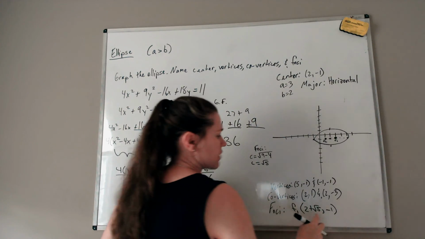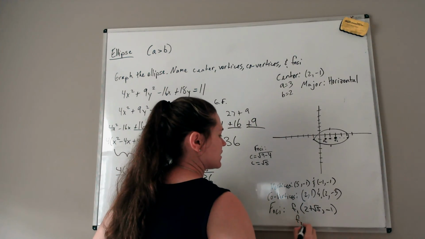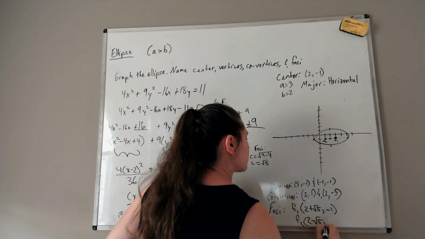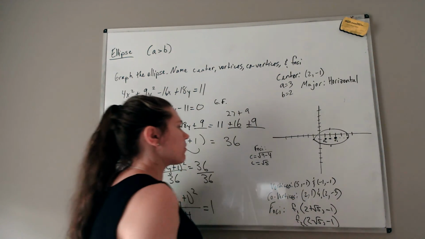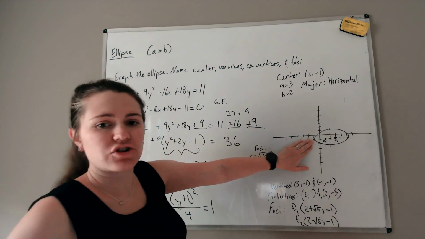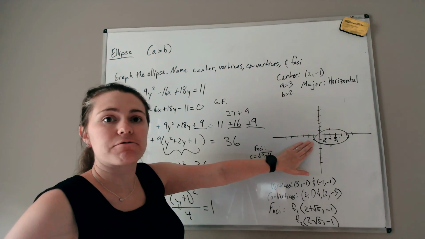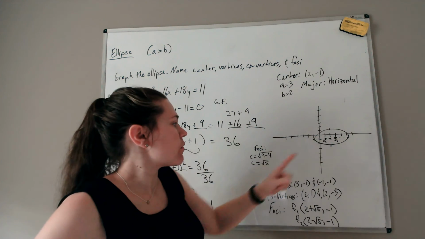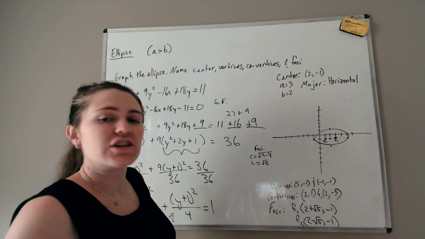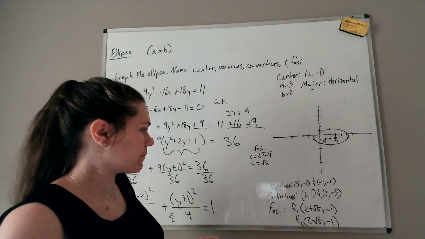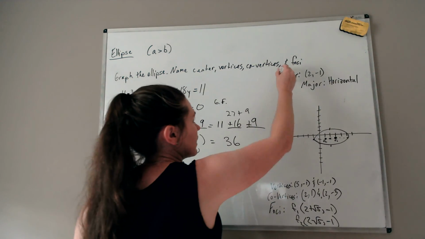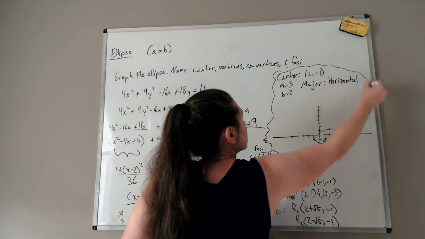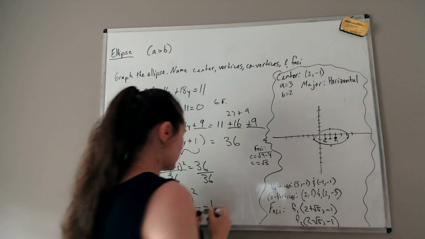And it's okay just to round that. You could do that. And the second focal point, okay, is going to be 2 minus the square root of 5. Okay? Remember, your foci always fall on the major axis. They fall equidistant from the center. And the length to a focal point is always going to be the square root of A squared minus B squared. Okay, so this is everything that we needed to answer and be able to do for an ellipse.